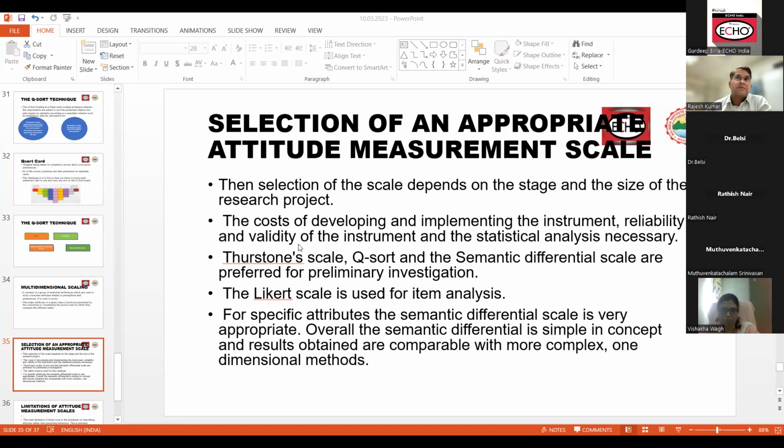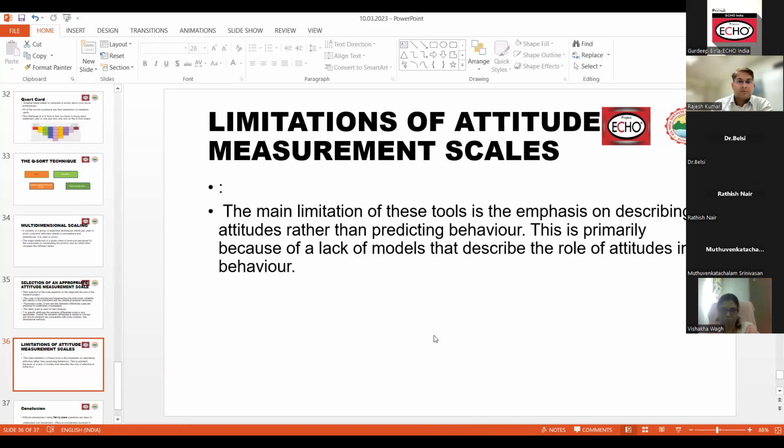Going to the limitations of attitude measurement scales, the main limitation of these tools is the emphasis on describing attitudes rather than predicting behavior. I think I said this initially itself, because many times while you are looking at the analysis part of the studies done by students, you see that what is being measured is attitude, and many times the student confuses themselves with predicting behavior.